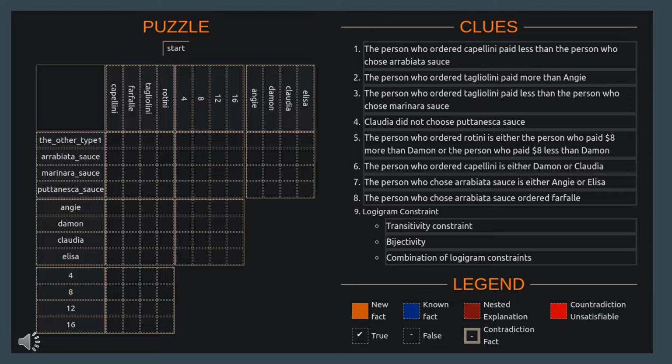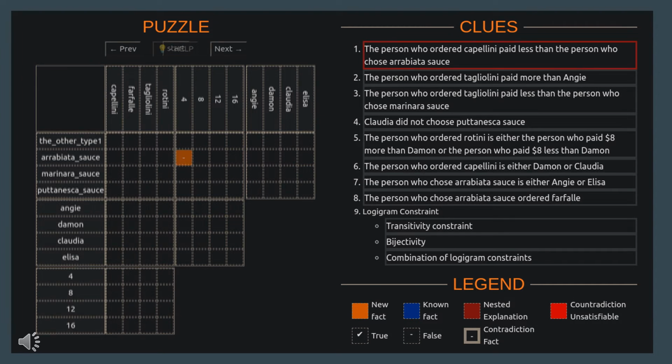Similarly, there are 4 prices: 4, 8, 12, 16, which are mapped to both sauces and pastas. And the 4 pastas are also mapped to people. And all of these are bijective relations. Let's do a trial run for this puzzle.